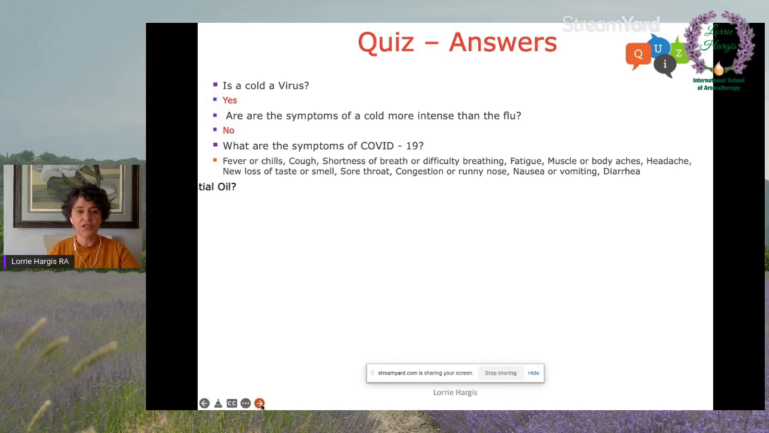Okay, well, next question is, what is an essential oil? And insomnia can affect it. Yes, of course. You can have insomnia because you can't sleep for all the mucus and the congestion in the head. So what is an essential oil? Give us a description of that.